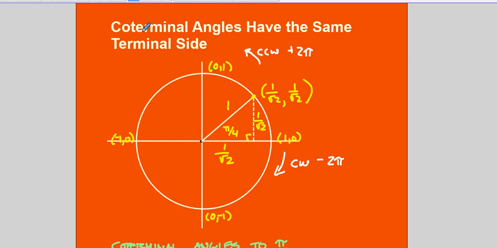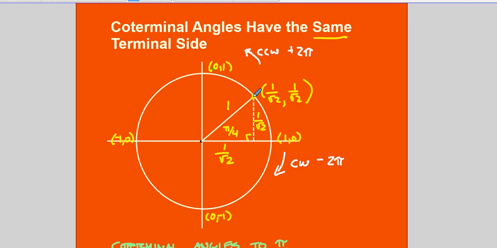Now we're going to talk about coterminal angles. Coterminal angles have the same terminal side. So if I'm at the angle pi over 4, which has coordinates 1 over square root of 2, 1 over square root of 2, and I rotate 2 pi in a positive, counterclockwise direction, I end up where I was before. That would be a coterminal angle, pi over 4 plus 2 pi. I could also rotate negative 2 pi and I end up at the same terminal side. This would be pi over 4 minus 2 pi.